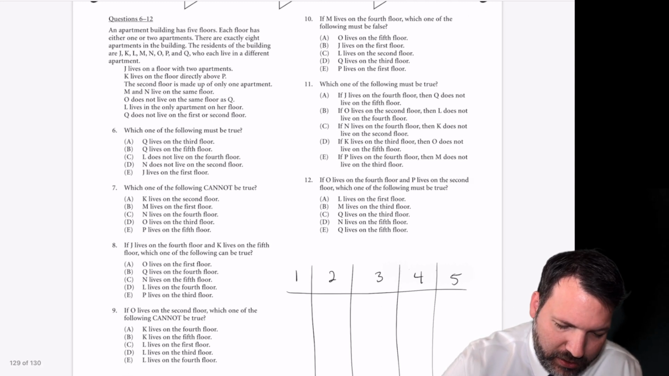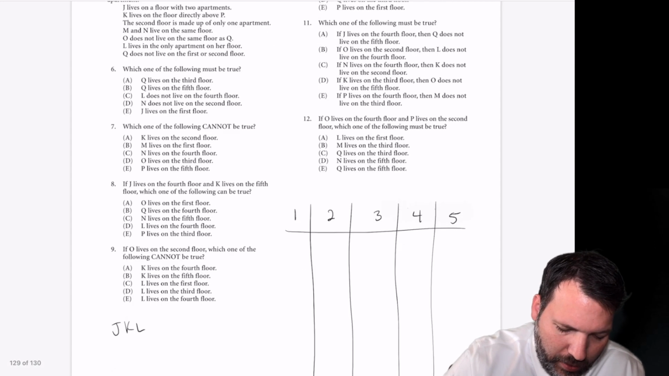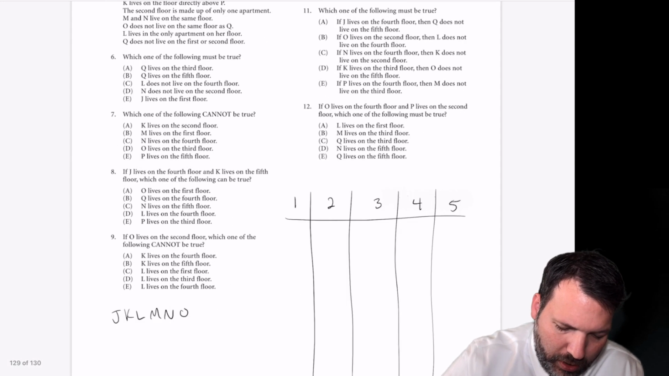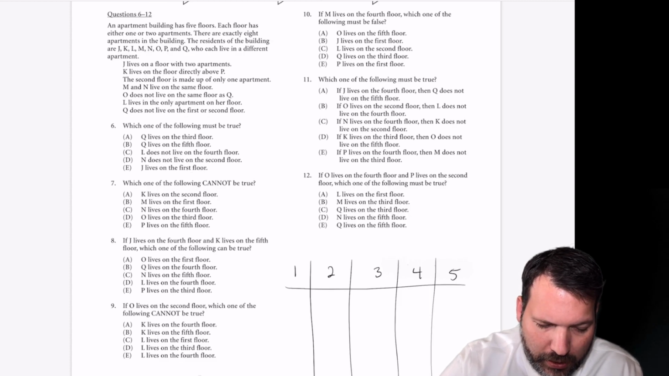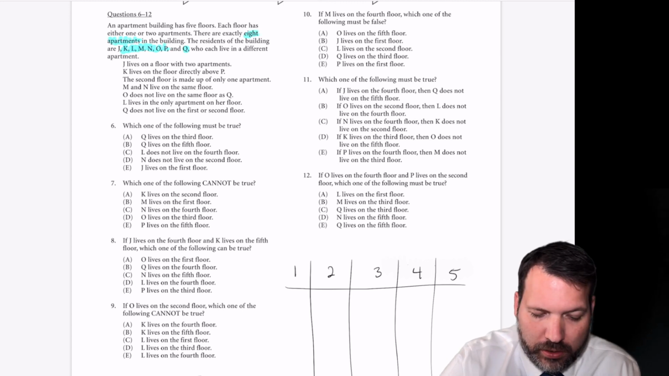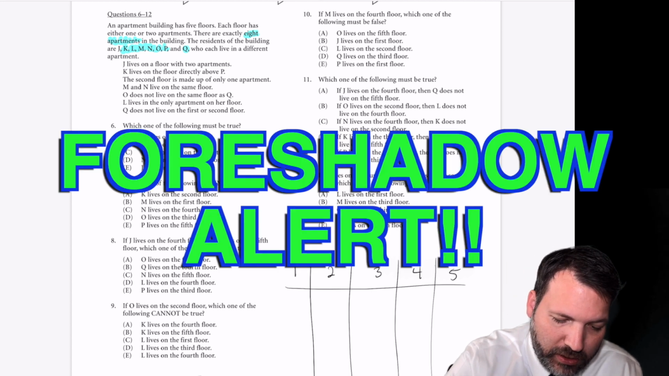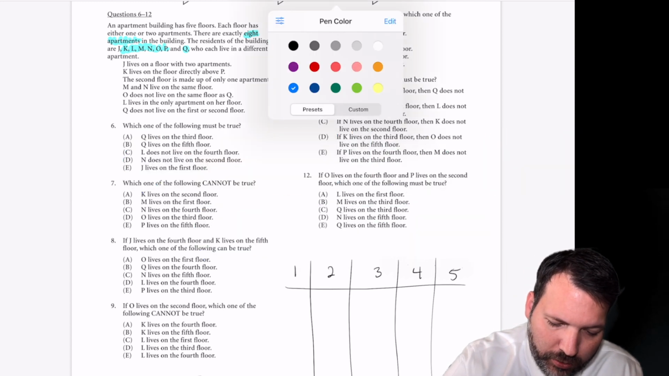Let's get our elements down. We've got J, K, L, M, N, O, P, and Q, 8 people who live in some of these 8 apartments. So in that sense, there's at least one thing in this game with a 1-to-1 ratio. Should not be terribly difficult. We'll see. Let's jump into the clues.